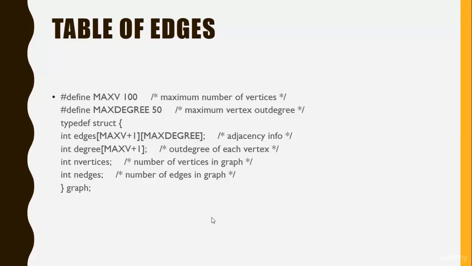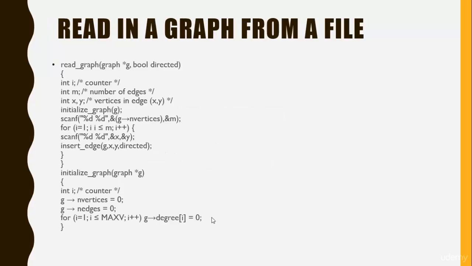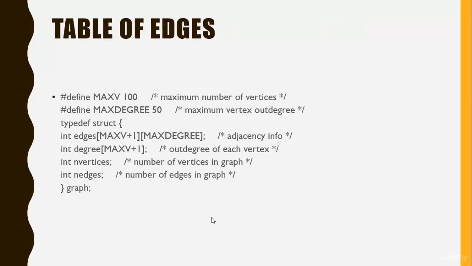We represent a directed edge (x, y) by the integer y in x's adjacency list, which is located in the subarray graph->edges[x]. The degree field counts the number of meaningful entries for the given vertex. An undirected edge (x, y) appears twice in any adjacency based graph structure, once as y in x's list and once as x in y's list. To demonstrate the use of this data structure, you can see the previous algorithm for reading a graph from a file.